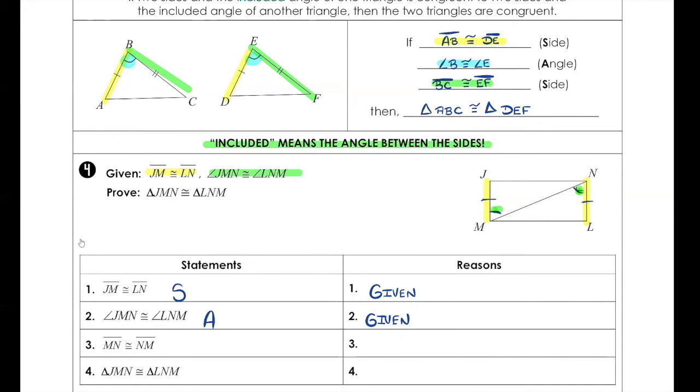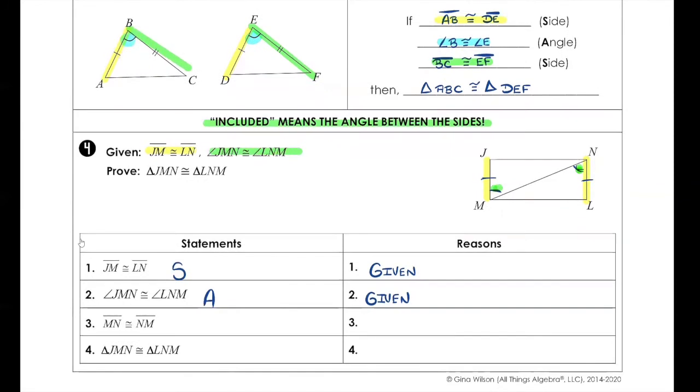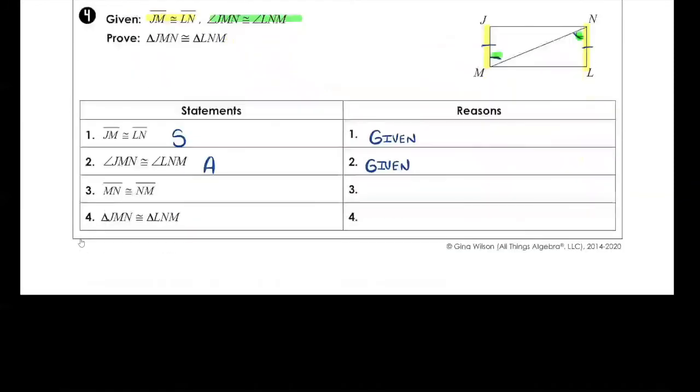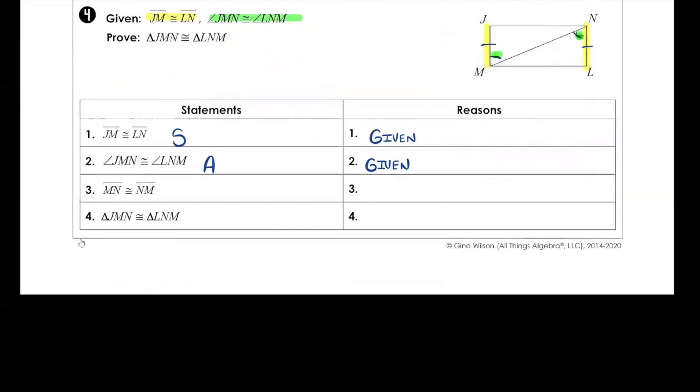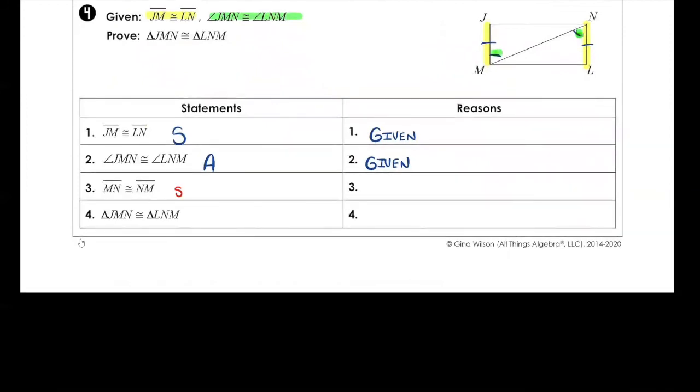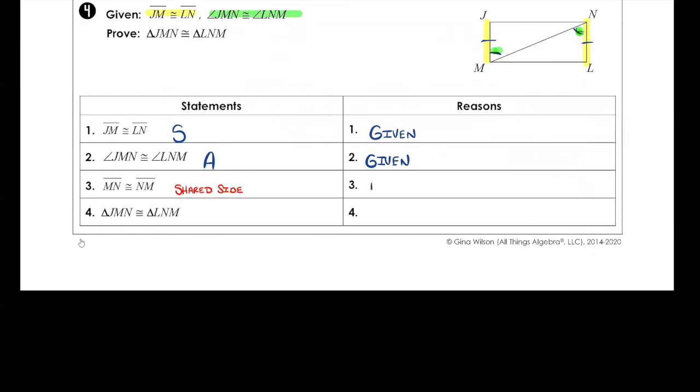Supplementary. Almost. Complementary. Stop just yelling random words. I like your vocabulary though. MN and NM is a shared side. I told y'all they're going to pop up a lot. What do we call a shared side? Reflexive.